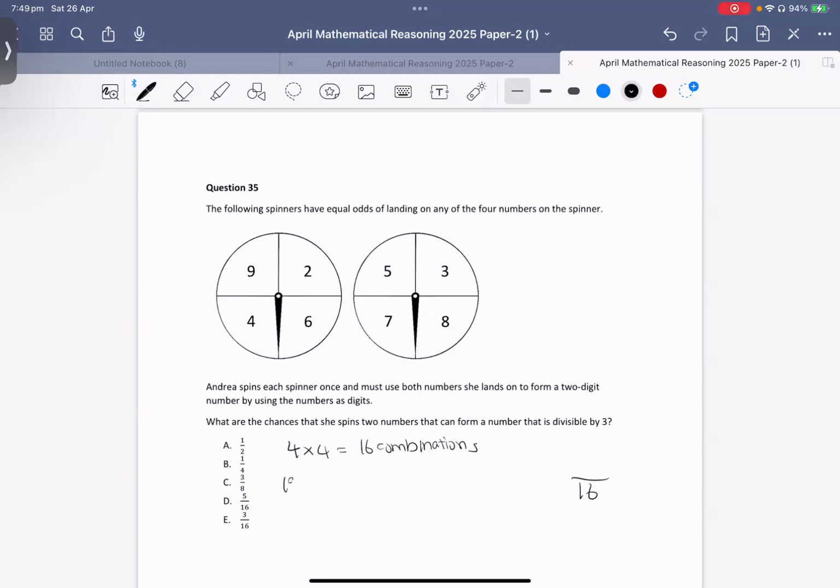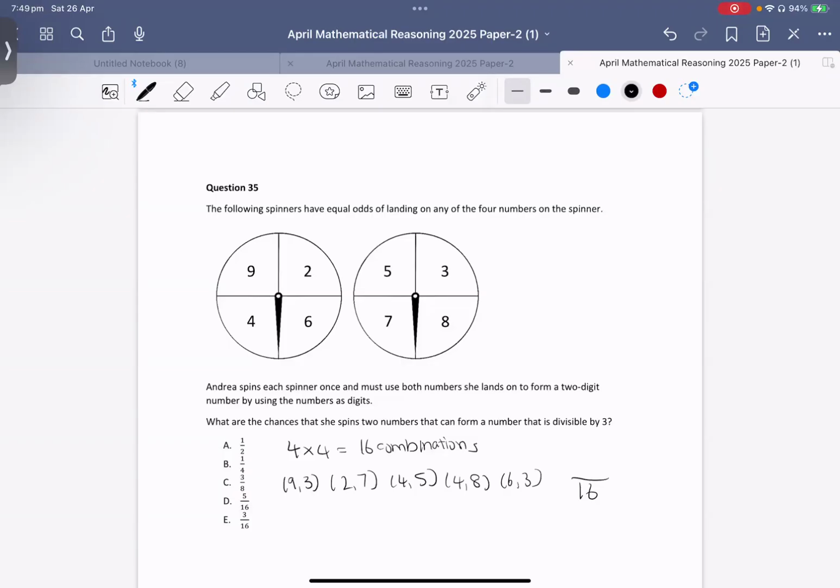So one of the options is a 9 and a 3. Another option here would be, for example, 2 and 7, right? Another option here would be 4 and 5. Another option here would be 4 and 8. And one more would be 6 and 3, right?